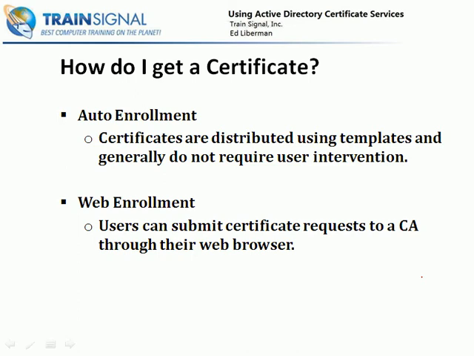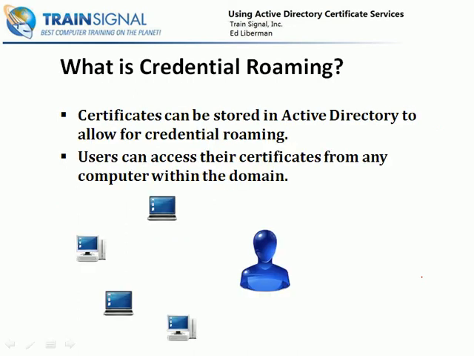Now, the other primary form of enrollment would be web enrollment. With web enrollment, a user can submit a request for a certificate through a web browser. There's actually a URL to the CA where there'll be a little form that you fill out with your information, and then that request can go to the CA, and then a certificate manager can look over the information and decide whether to issue the certificate to you or not.